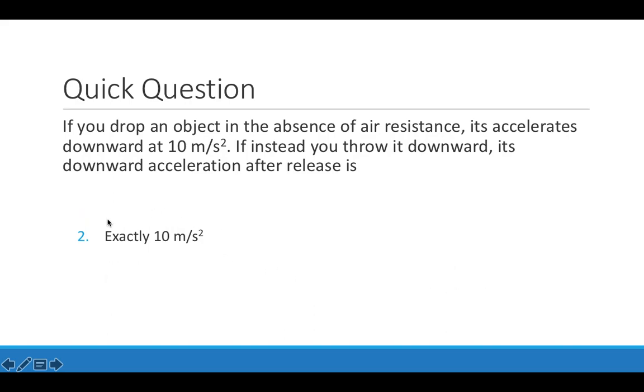And the answer is that it's still exactly 10 meters per second squared, or negative 10 meters per second squared. So the acceleration due to gravity is always the same value. The only thing that's different here is that your hand is giving that tennis ball some initial velocity when it leaves your hand, but then gravity takes over, and whatever velocity it had, the velocity would then change by 10 meters per second every second.